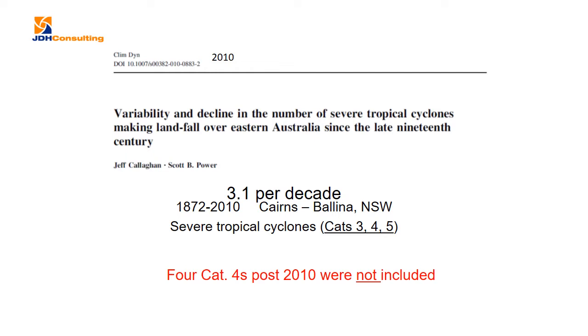But you have to remember that before about 1969 or 70, before the satellite information was available, a lot of cyclones probably wouldn't have got tracked, especially in the late 19th century era, where the population was much less. So it probably was higher than that figure of 3.1 per decade. The other thing to note there is that since 2010, we've actually had 4 confirmed category 4 or 5 cyclones impacting. We'll talk about those later. So they weren't included in that figure.